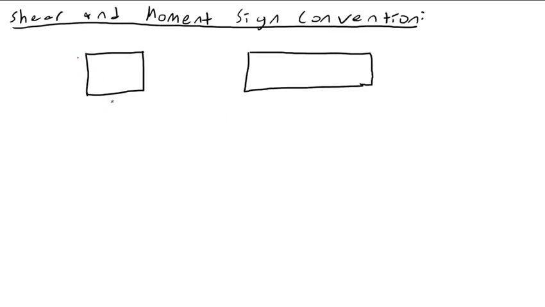So I'm going to have V for shear and M for moment. I'll show that this is positive and this is positive. So if you have a shear force upward on the left side and downward on the right side, this is positive shear. And bending like this is positive moment.